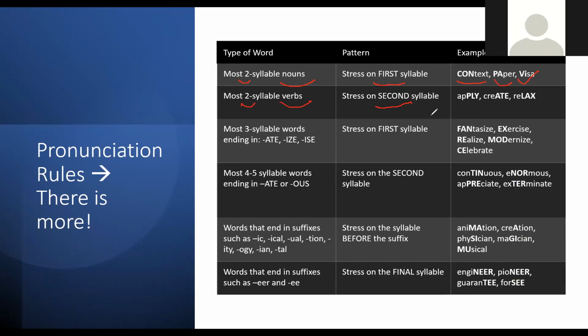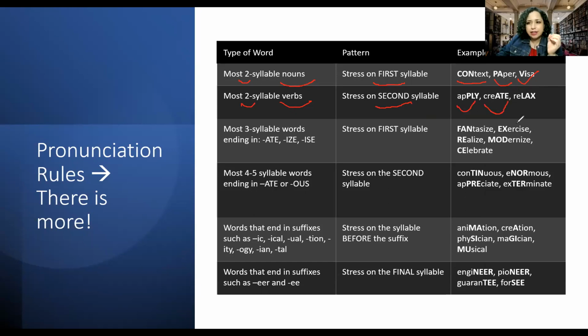Repeat after me. Context. Good. Paper. Visa. Good. Let's see the second example, which is about the verbs. Let's practice. Repeat after me. Apply. Create. Relax. Very good. And so on.